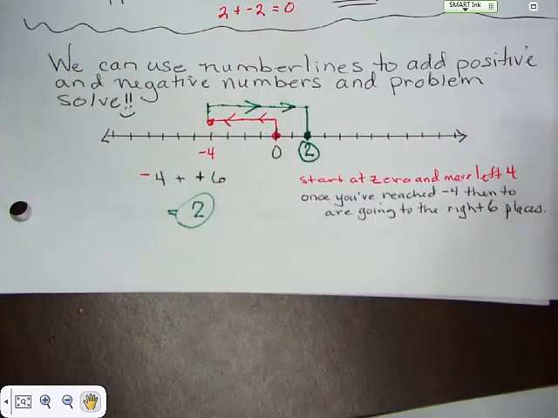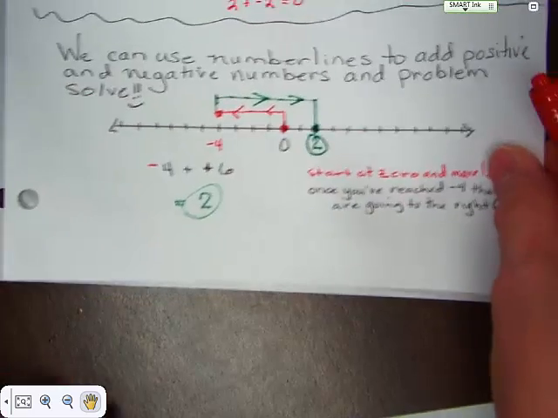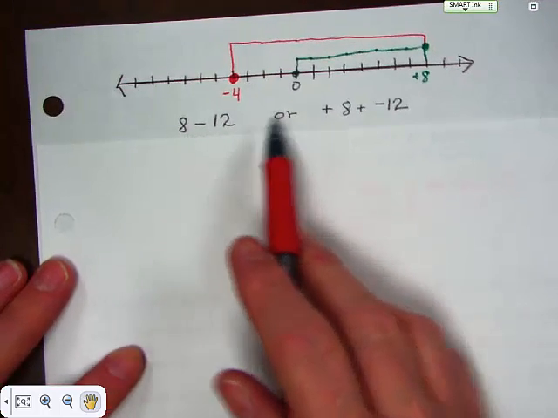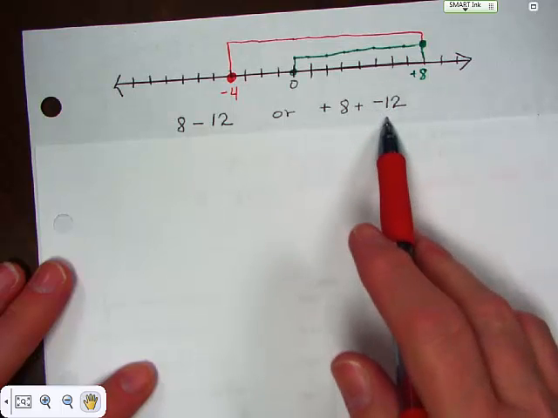Everybody see that? Kind of a cool way to do it. And for some things, especially when you're doing problem solving, sometimes it's not a bad idea to do that. Okay, here's another one with a little bigger numbers. You have 8 minus 12, or positive 8 plus a negative 12.